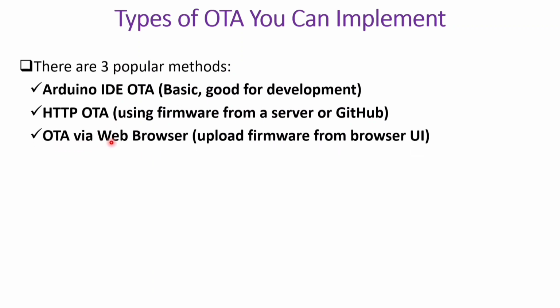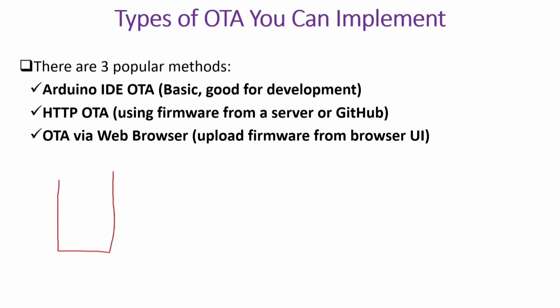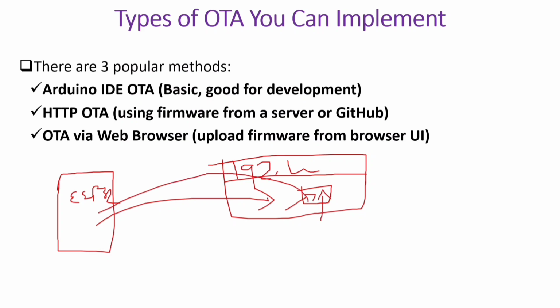Third and last approach is OTA via web browser. Let me explain this concept. For example, you are running one ESP32 server. This is ESP32 and you are running one ESP32 server. Now you are anywhere in the world, right? With the help of a web browser, you are accessing the IP address of this ESP32 and the web page will open in this web browser. It is the same as opening any website. Now, if you trigger the event with the help of this button or anything, finally you can update firmware inside this ESP32.